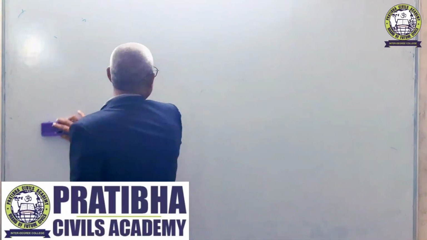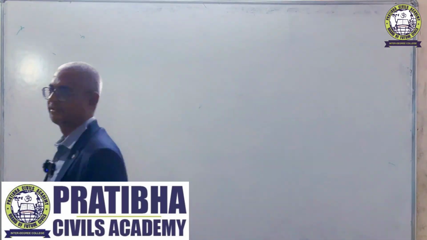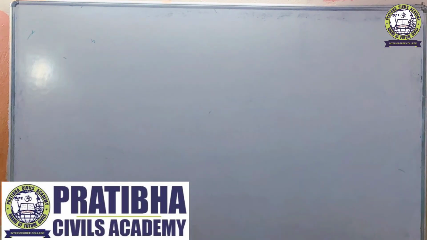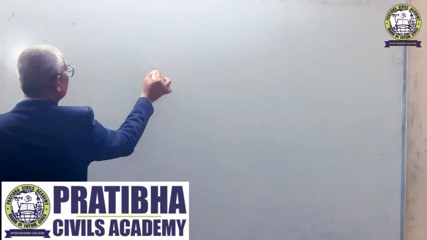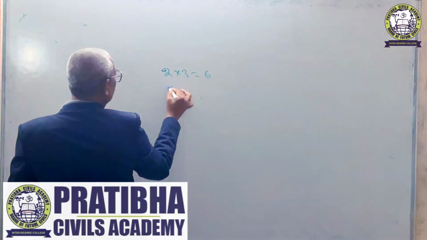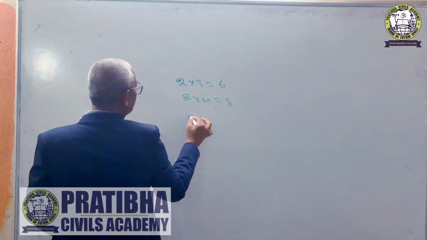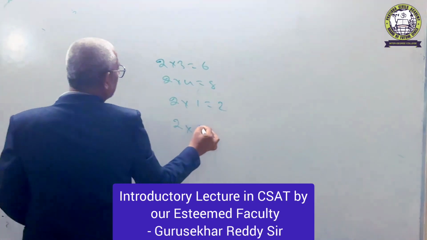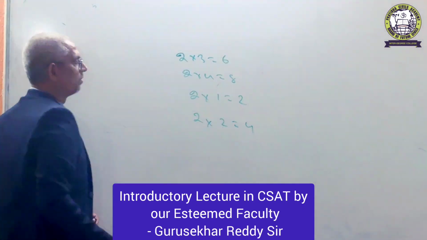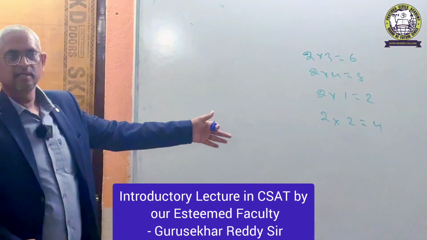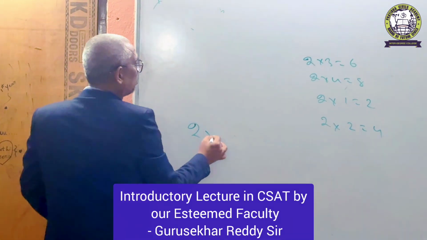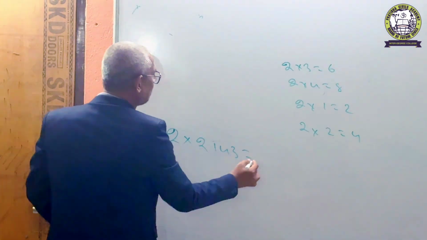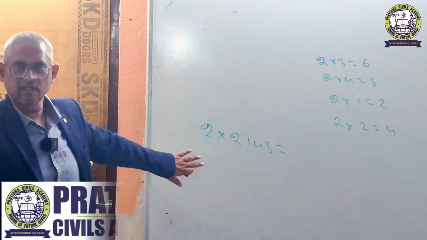For example, how many of you know 2 table? Is it easy or difficult? Everybody knows 2 table. So my question is, what is 2 into 3? What is 2 into 4? 8. What is 2 into 1? What is 2 into 2? 4. Okay. Is there any difficulty? Now my question is, what is 2 into 2143? Definitely you will feel a little bit of difficulty over here.